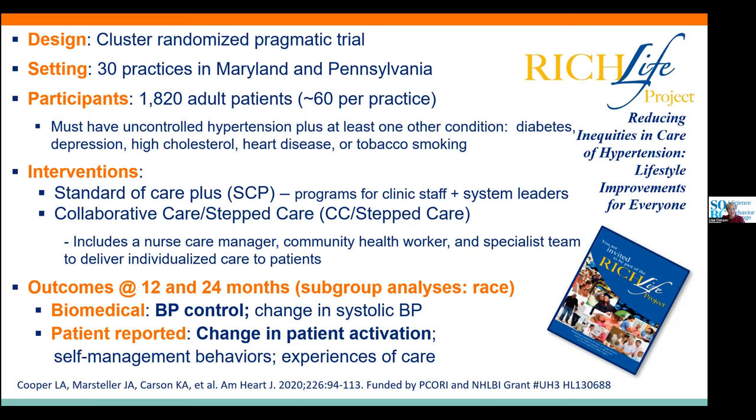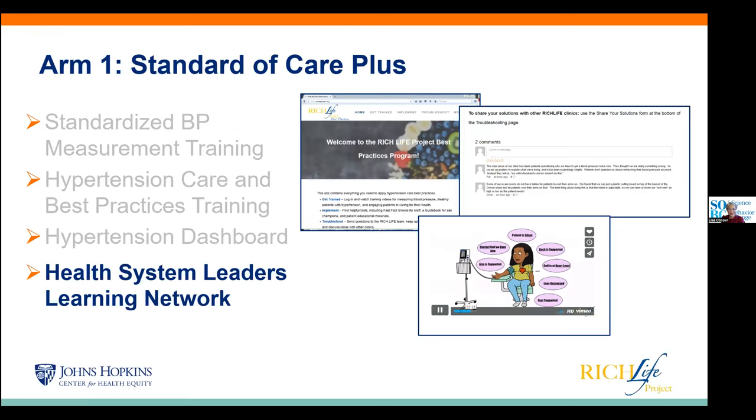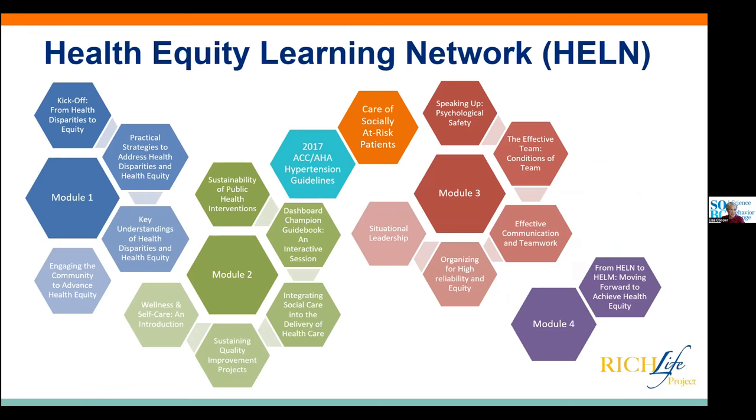And so the Standard of Care Plus arm, just as a reminder, included several components, but I'm going to focus on the health system leaders learning network. And this learning network basically included quarterly meetings with health system leaders and clinic champions of the project. There were 16 one-hour trainings, basically focused on all the topics you see here on the slide. So you can see that we're focusing, if you look on the right-hand side, on the culture of the organization and on the teamwork, so interactions among team members. So effective communication and teamwork, speaking up, and psychological safety for people from diverse backgrounds.